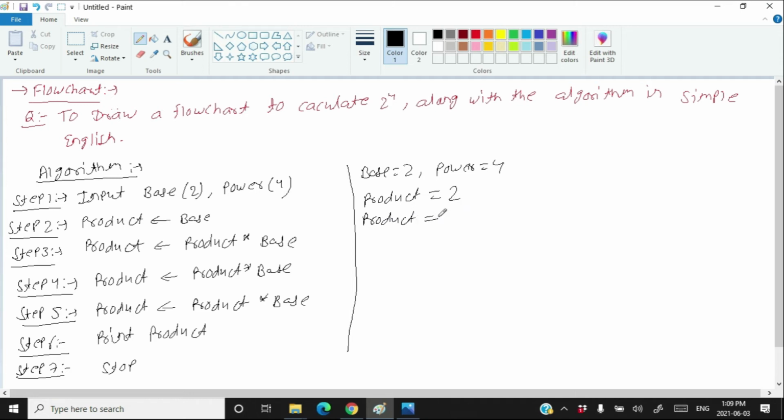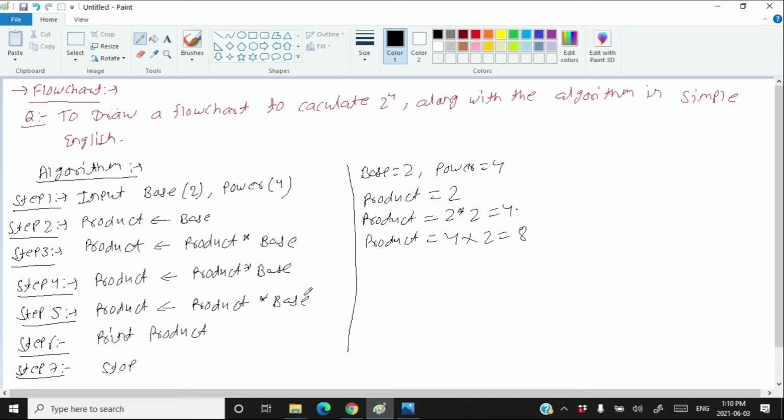Product is equal to product multiplied by base. That means 2 multiplied by 2. That is 4. After step 3, you have step 4. In step 4, again you are doing the same: product is equal to product multiplied by base. Can you tell me what is the current value of product? The current value of product is 4. So 4 multiplied by base, which is still 2, that means 8.